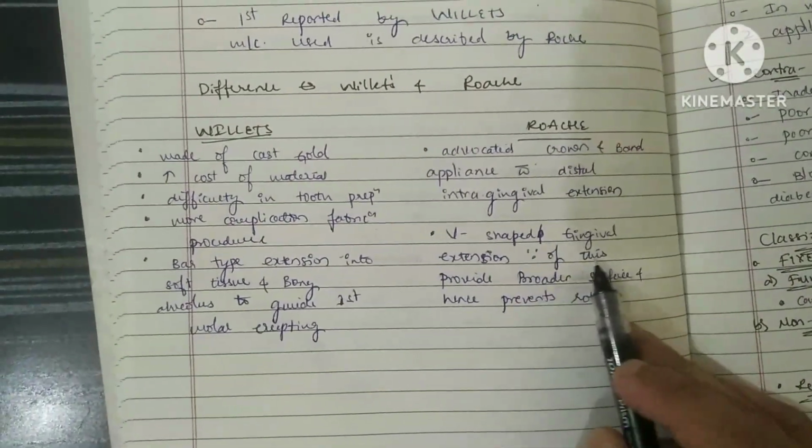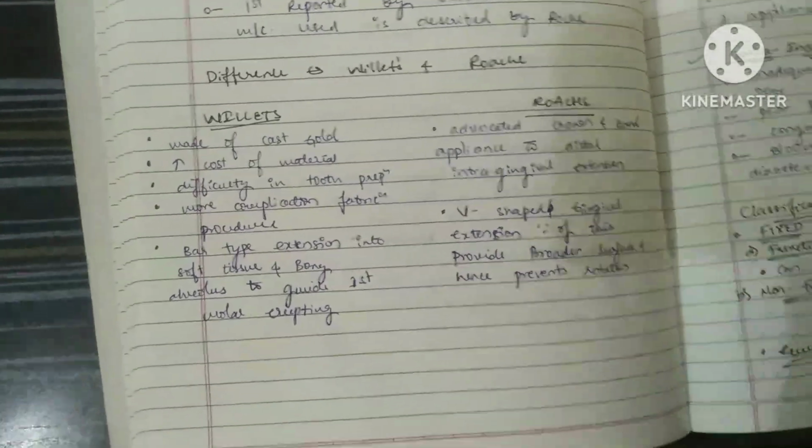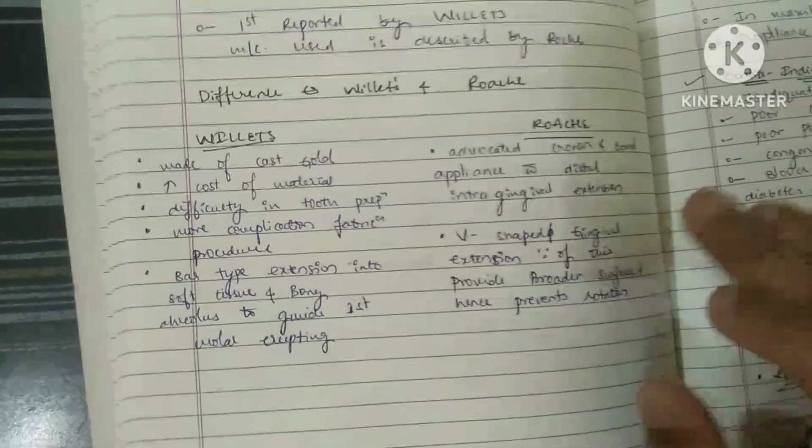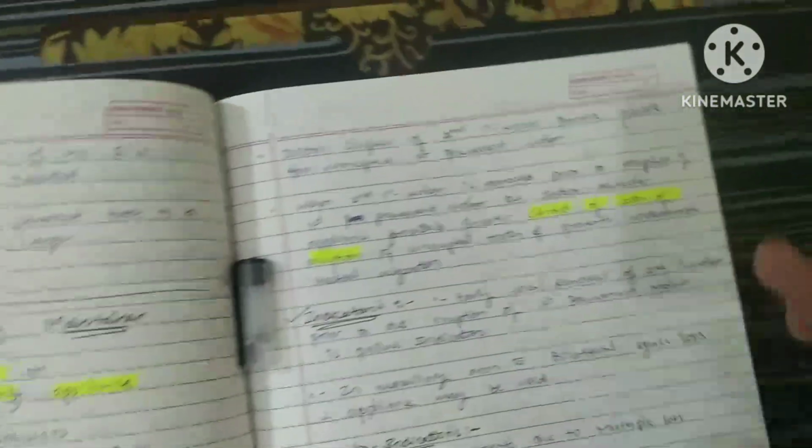Because of this, it provides a broader surface area, and hence this is going to prevent the rotation. So it has two advantages, which is why we are going to use the Roche's appliance. It has more advantages than that of the Willetts.